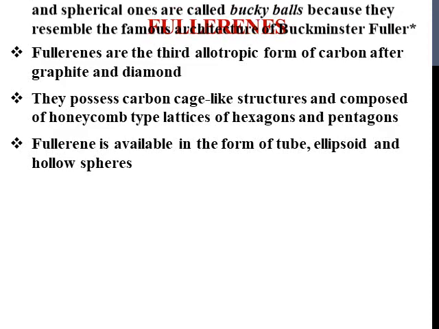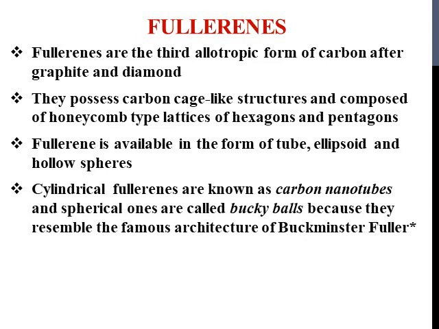So the fullerenes, essentially, are caged honeycomb type structures of carbon, either in a hexagonal ring or a pentagonal ring. The mixture of hexagonal rings and pentagonal rings is fused and formed into the shape of a honeycomb type. Now the cylindrical fullerenes are also known as carbon nanotubes, and the spherical ones are also called buckyballs because they resemble the famous architecture of Buckminster Fuller.